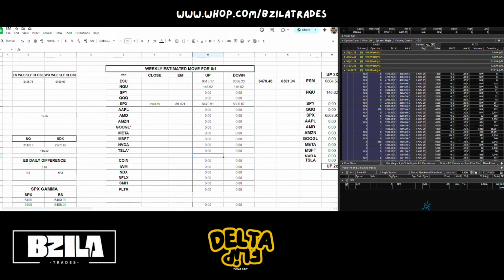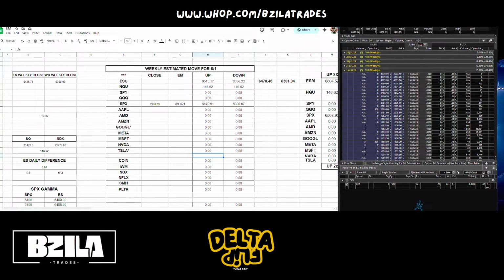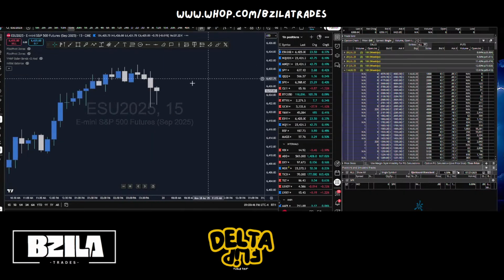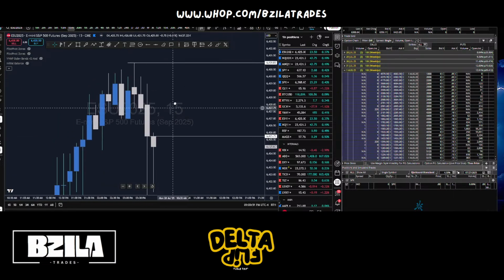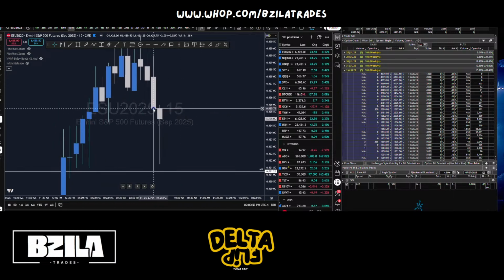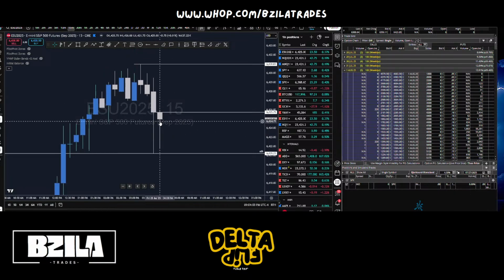So first thing I do is on the weekends, usually Saturday, I like to do them from my phone lately, just sitting downstairs, just weekly estimated moves. I did the data a little bit, but what I do is you go to your ES, RTH only, regular trading hours, 15-minute candles, and I take that 3:45 15-minute close. On TradingView, for some odd reason, 4 to 4:15 is considered RTH.